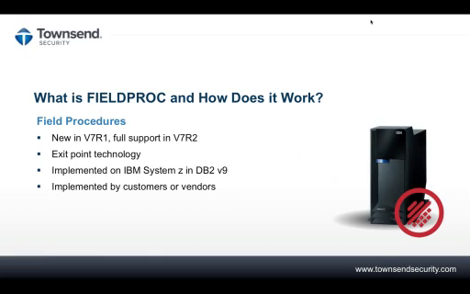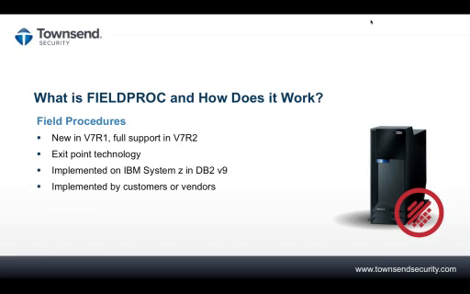So let's start with what is FIELDPROC and how does it work. Well, this is an exit point type of technology. If you're familiar with exit points, there are a lot of them on the IBM i. They're fully documented interfaces. You can call them application hooks or interfaces that you can register your applications to and then perform various functions. A lot of them are used for security functions, but that's not their only purpose.